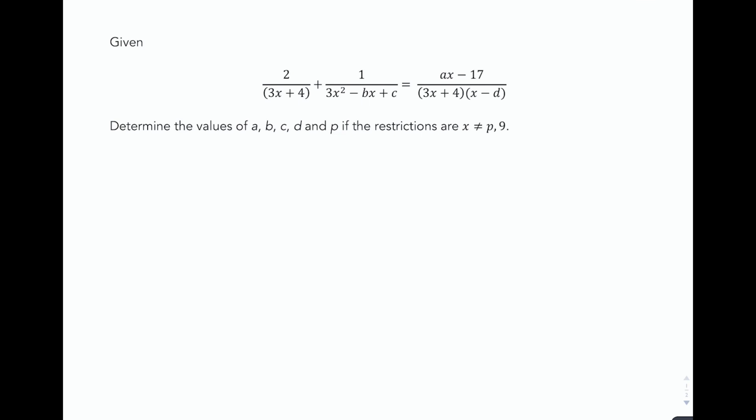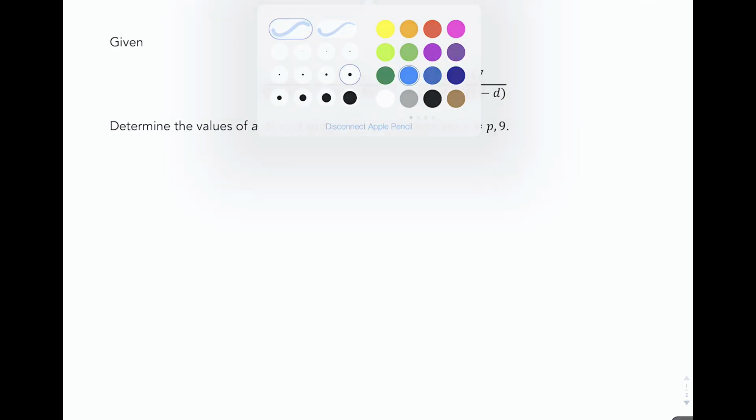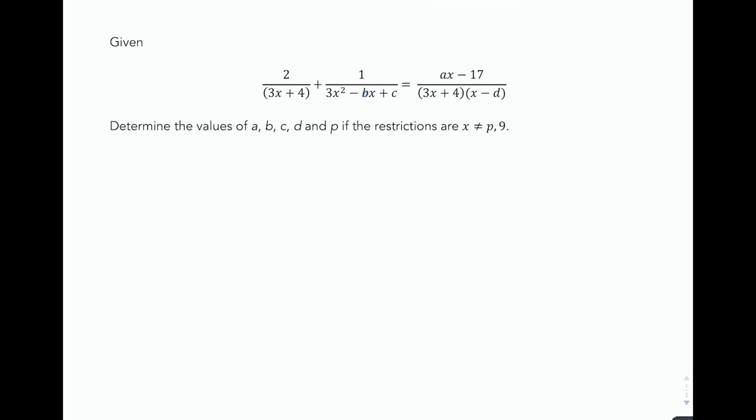us to find values a, b, c, d, and p in this equation here. You'll notice that these variables appear: b, c, a, d, and p. I mean, there's a lot of unknowns, and we're going to have to use some ideas that go a little bit beyond the scope of your typical grade 11 problem. So let's start by looking at maybe these restrictions here.